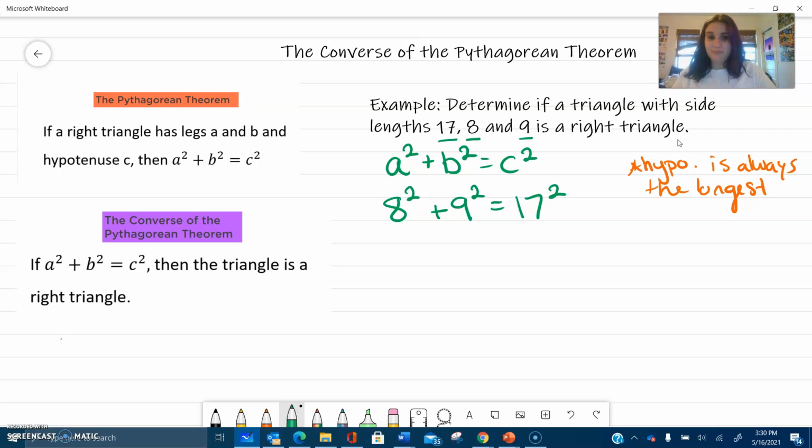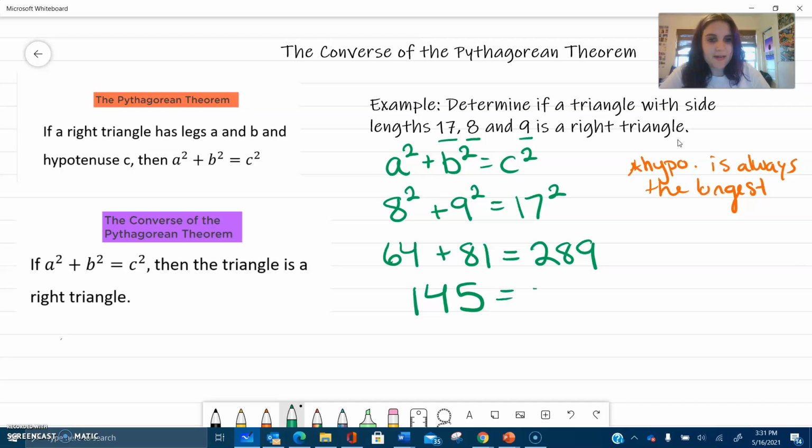So 8 squared is 64. 9 squared is 81, and 17 squared, 17 times 17, is 289. Now I need to simplify the left. 64 plus 81 is 145, and then I have 289 on the right.